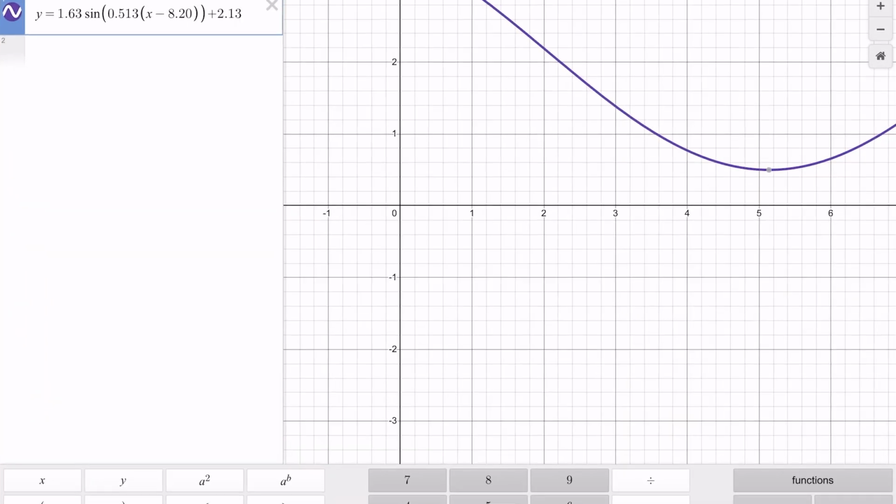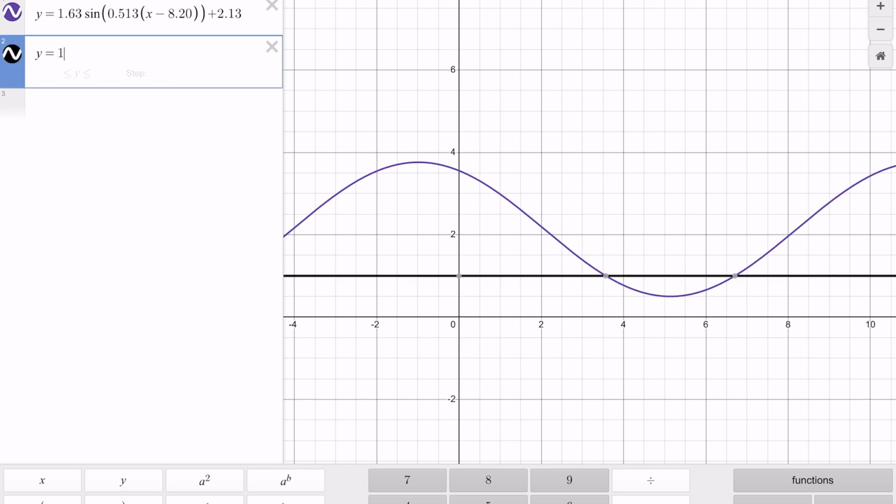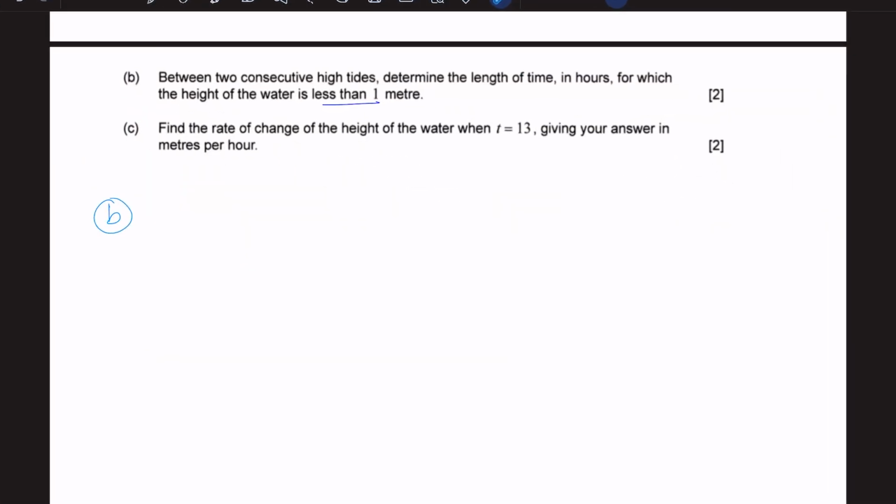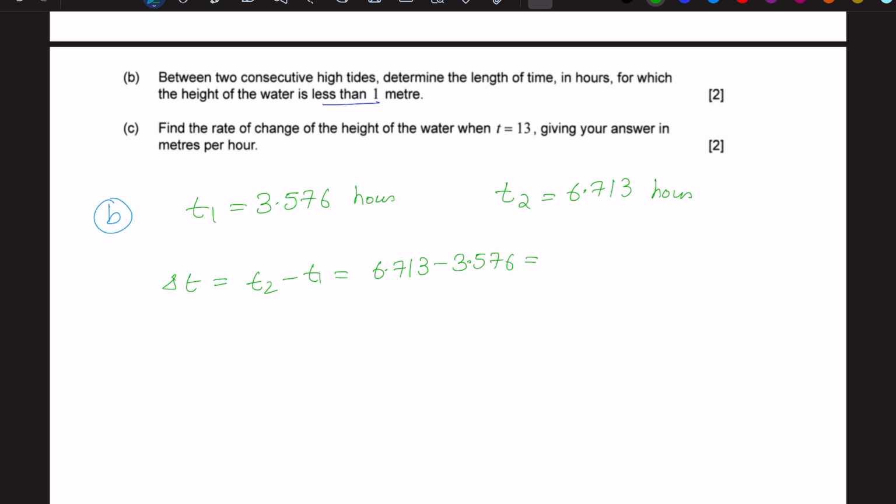So okay, this is the equation, and I'll put in y equals 1. I got the time intervals, right? So I can just subtract them and get the total time. In this case here T1 would be 3.576 hours, and T2 would be 6.713 hours. So delta T, the length of time, would be T2 minus T1, which will be 3.137 hours. This is the answer to part B.